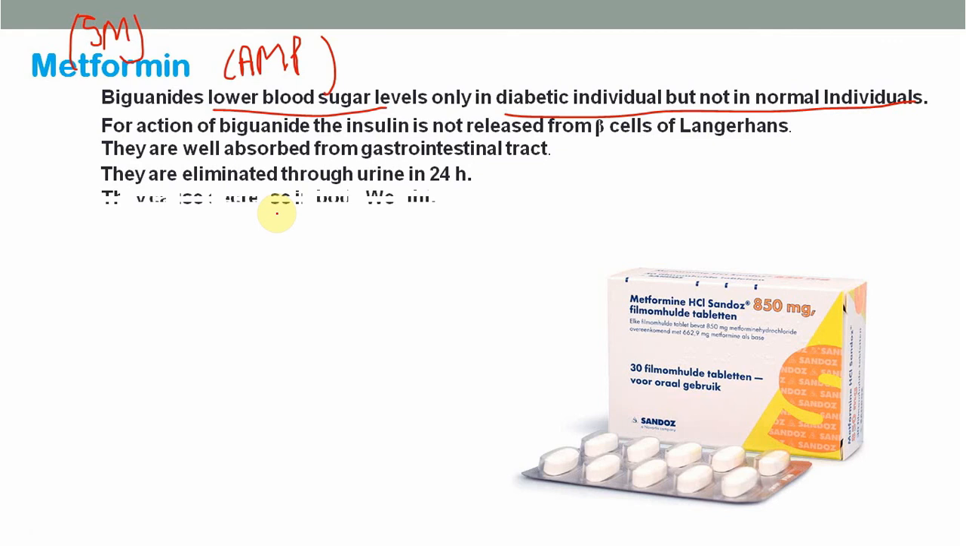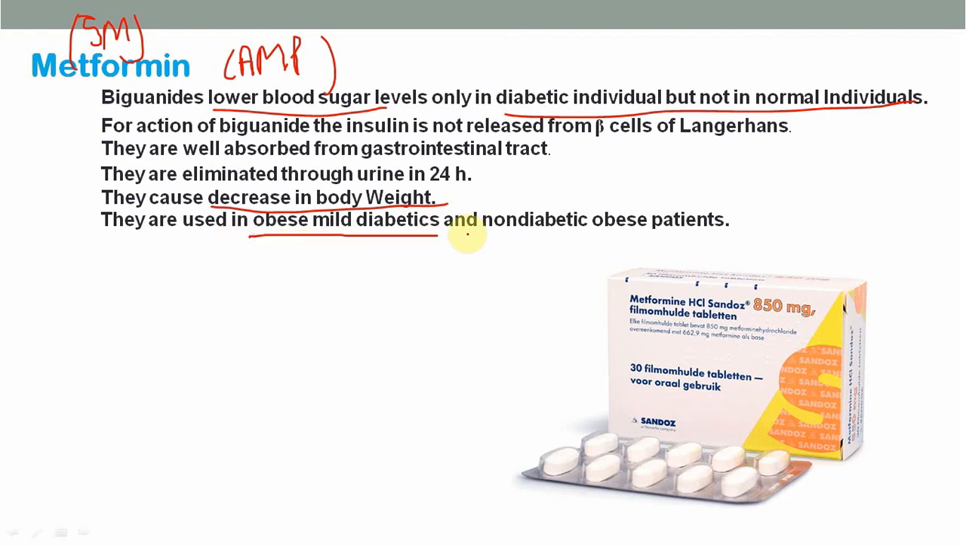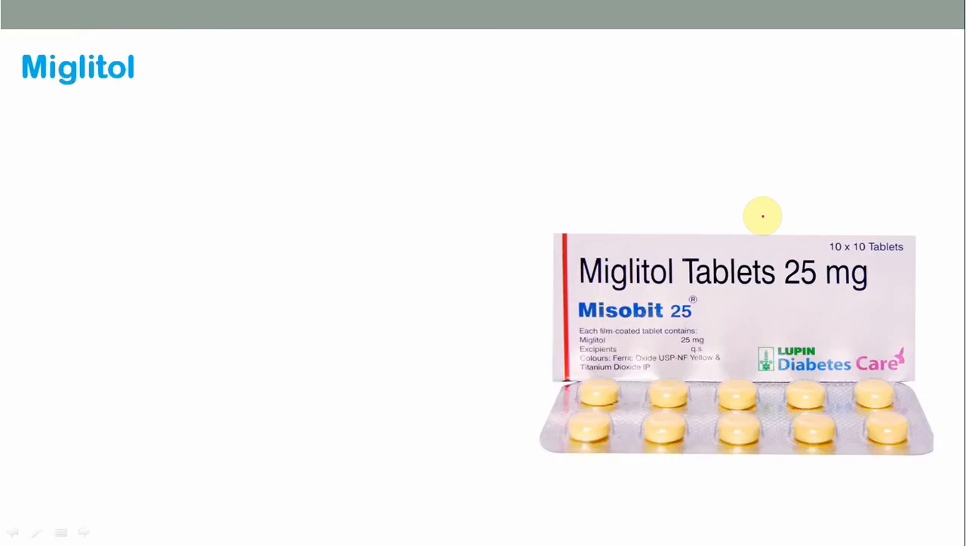The primary action by which metformin lowers the blood glucose level is suppression of hepatic gluconeogenesis and glucose output. It has advantages over the others as it has the potential to prevent microvascular as well as macrovascular complications, which are the major risks of diabetes. It lowers the risk of hypoglycemia and it promotes weight reduction. They are used in obese mild diabetes and non-diabetic obese patients.